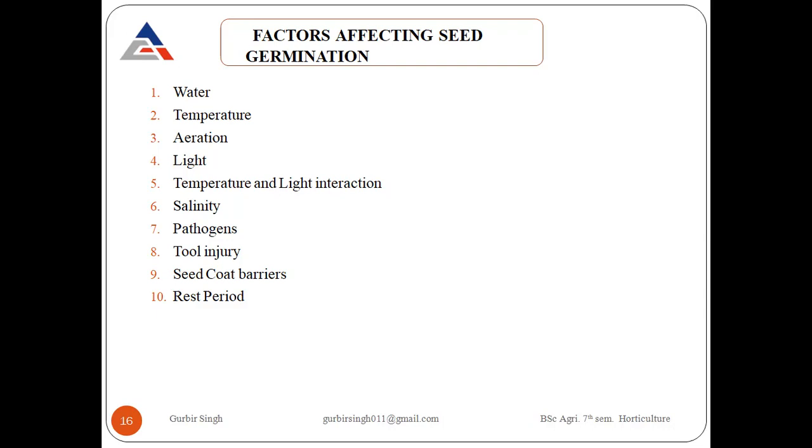But it is essential at all times that optimum moisture should be available in adequate amount to initiate the process of germination. Excess moisture may also be harmful to the seedling. Next is temperature. Temperature plays an important role in initiation and regulation of seed germination. It affects germination percentage and germination rate of the seeds.